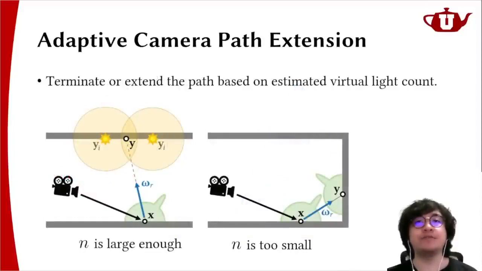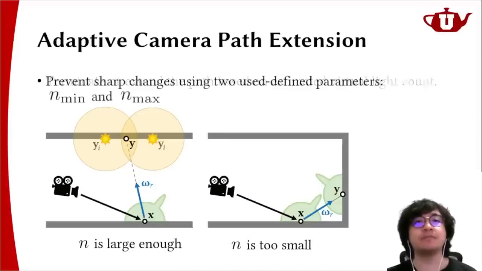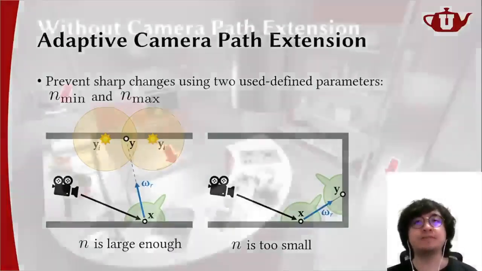If N is large enough, we use the virtual lights that overlap with the hit point y. If N is too small, we conclude that we do not have sufficient virtual light density, so we extend the camera path similar to path tracing. In addition, to avoid visible sharp changes from one sampling method to another, we use two parameters, N minimum and N maximum. If the estimated count is lower than N minimum, we always extend the path. If it's larger than N maximum, we always terminate the path. Between N minimum and N maximum, we do both and blend the results.